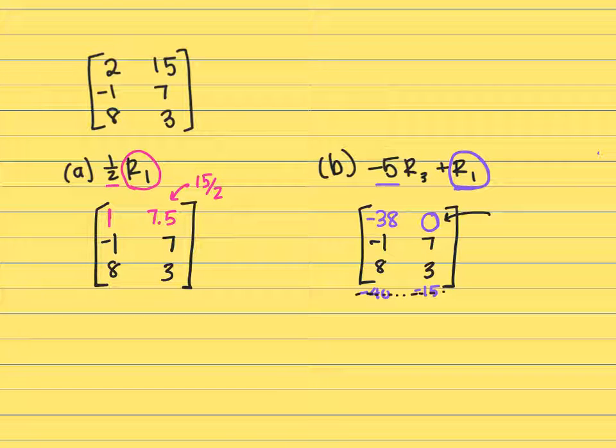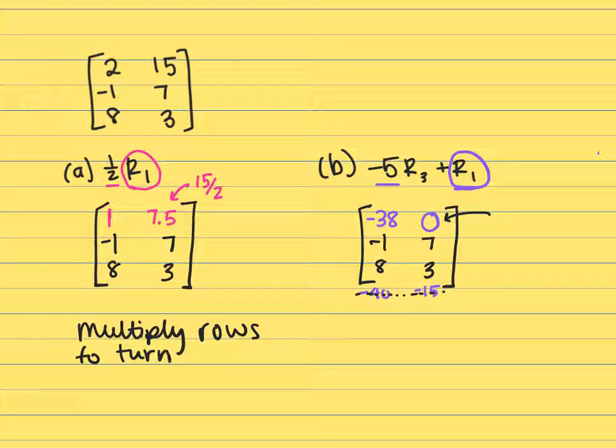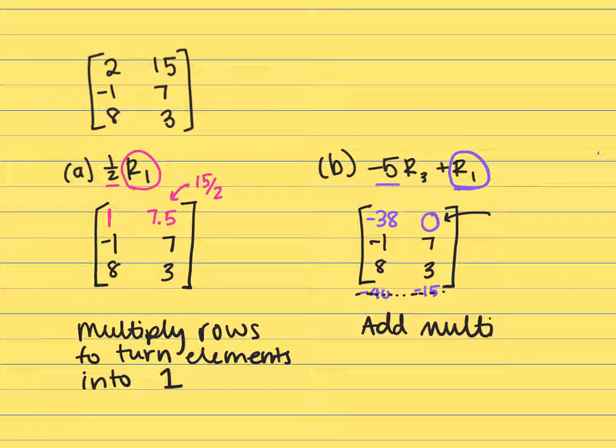So in summary, starting with A, we multiply rows in order to get elements to be number 1. So multiply rows to turn an element into 1. And then we do this add rows, so we add multiples of rows in order to turn elements to 0.